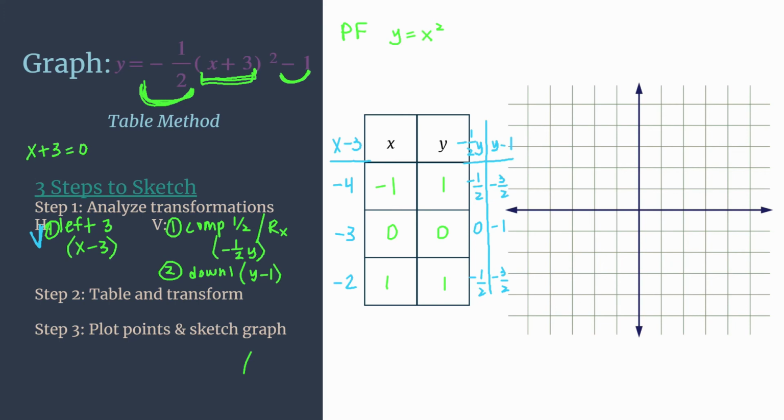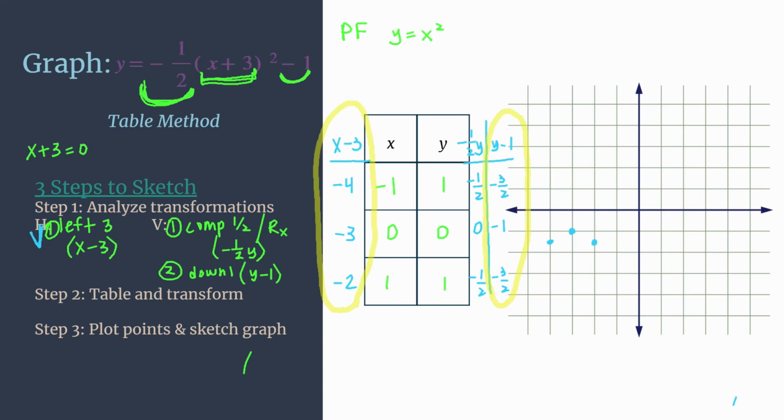This table method is great because once you've applied your transformations in the table, your final points are found in the outer columns. So you can see you have the points (-4, -3/2), (-3, -1), and (-2, -3/2). We can go ahead and plot those and sketch our graph. Step 3. All right, so plotting our points: (-4, -3/2), (-3, -1), and (-2, -3/2).